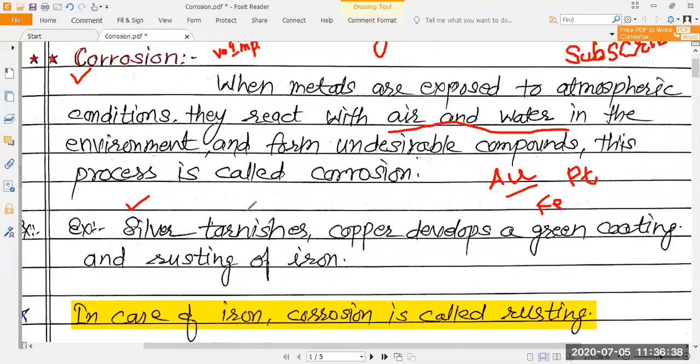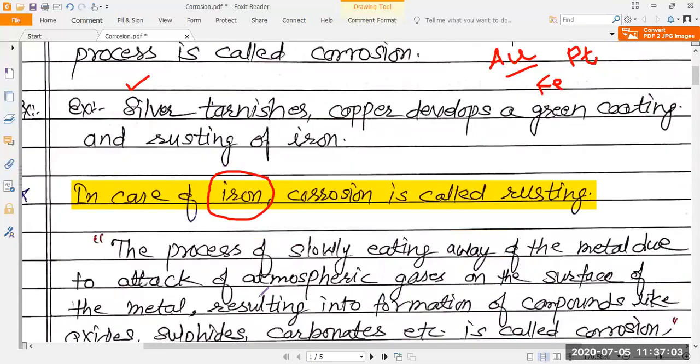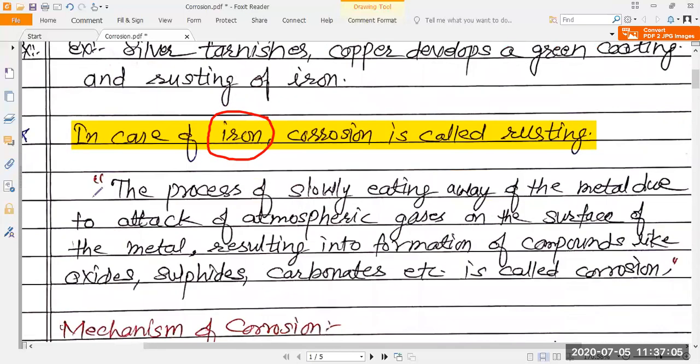So it is a very important topic in our syllabus. In this chapter, we will discuss the factors that affect the corrosion and the chemical reactions behind the corrosion, how corrosion takes place whenever an iron article is exposed to the air. So this is the definition of corrosion.